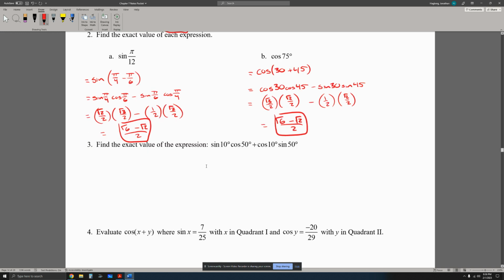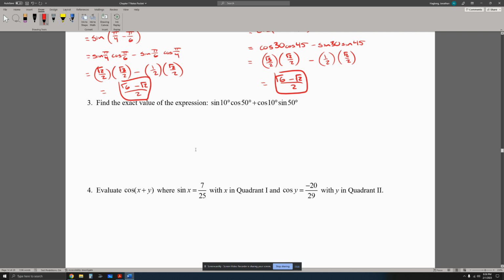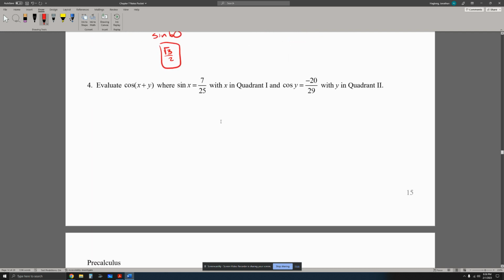All right. Number 3, find the exact value of the expression sine of 10, cosine of 50, plus cosine of 10, sine of 50. That's plus there. So then I know that this is a sum formula for sine. So sine of 10 plus 50, this is equal to the sine of 60, which I know to be root 3 over 2. Okay. All right, so last problem here.